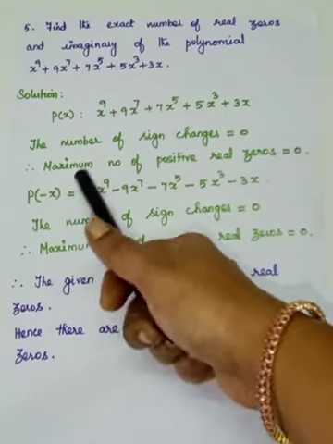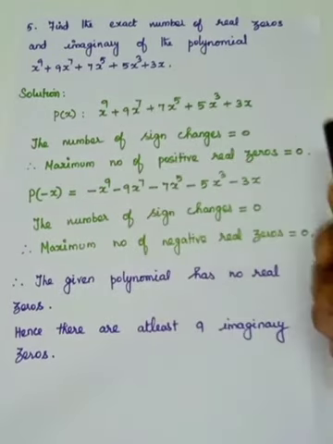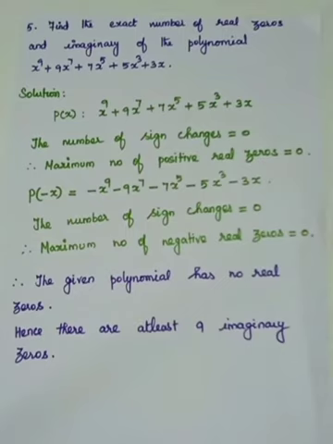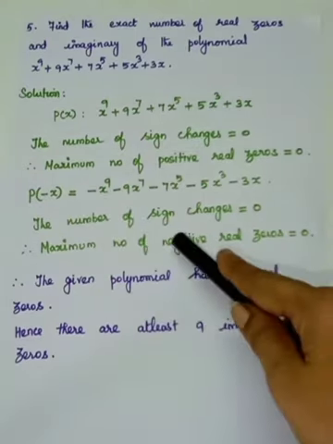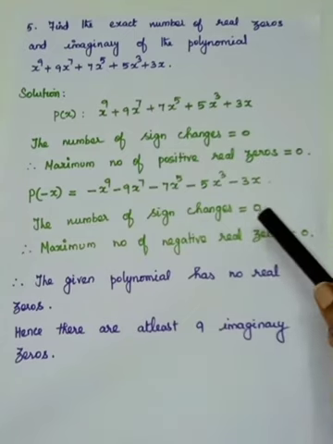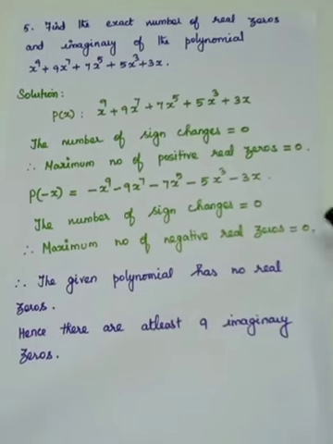P of minus x, if you consider all the powers of x are odd numbers, so everything will become minus. You see the sign. So here the number of sign changes is also 0. So the maximum number of negative real zeros is 0. So the given polynomial has no real zeros. So hence there are at least 9 imaginary zeros.